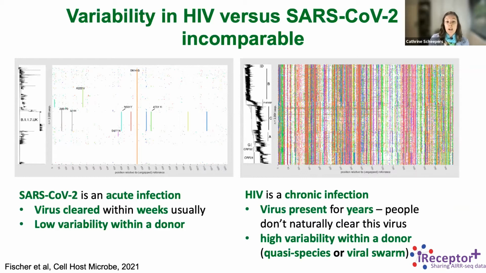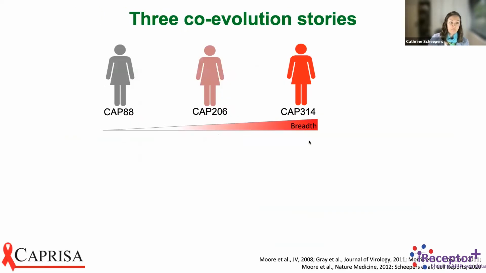So within one individual, over the years of infection, their viruses can look a little bit like this, and we call this a quasi-species or a viral swarm. So I just wanted to make the point, it's important to think about this when I talk about coevolution, that we really are dealing with a high number of highly variable viruses within a donor.